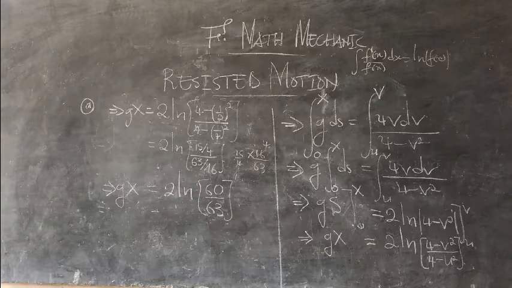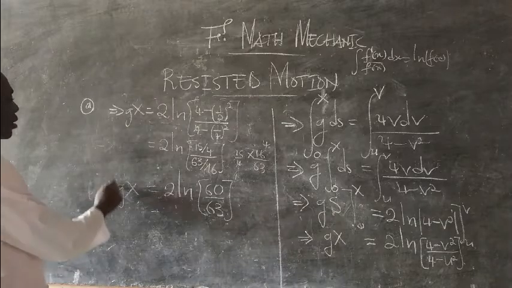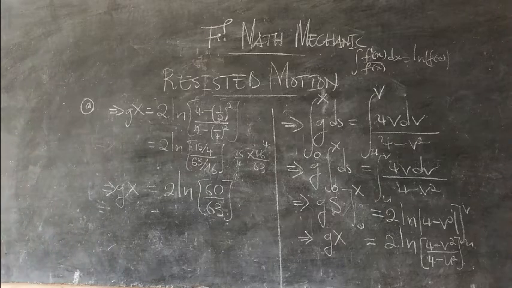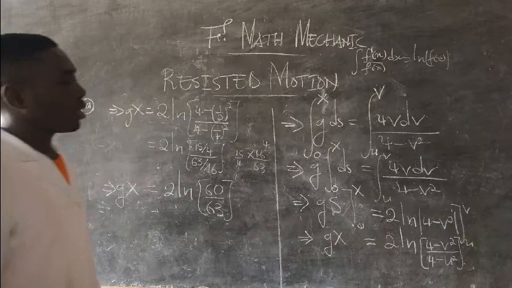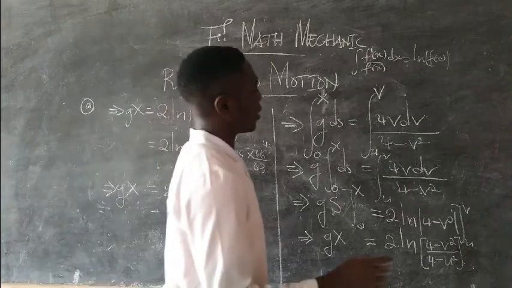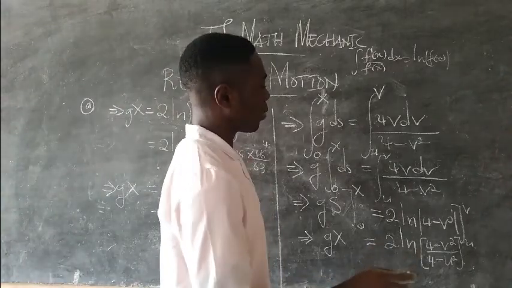So this implies that our g(x) is equal to 2 ln 60 on 63. Alright, that is the proof. 2 ln 60 minus 2 ln 60 on 63. So that's the answer. Okay, because your particle was moving downwards. Alright, please, there's an error somewhere.